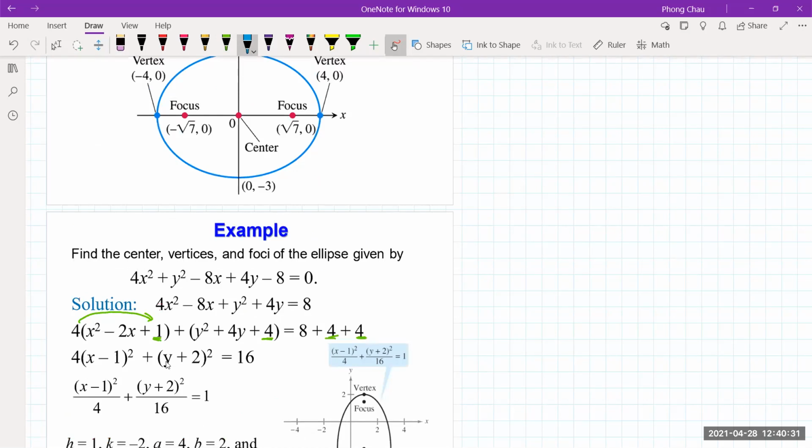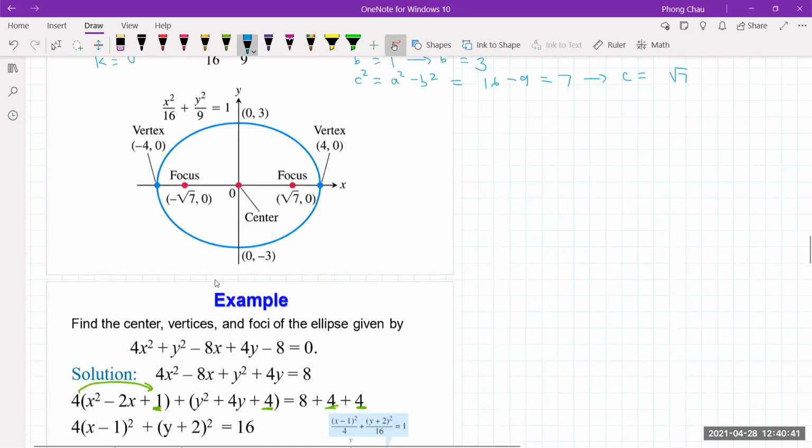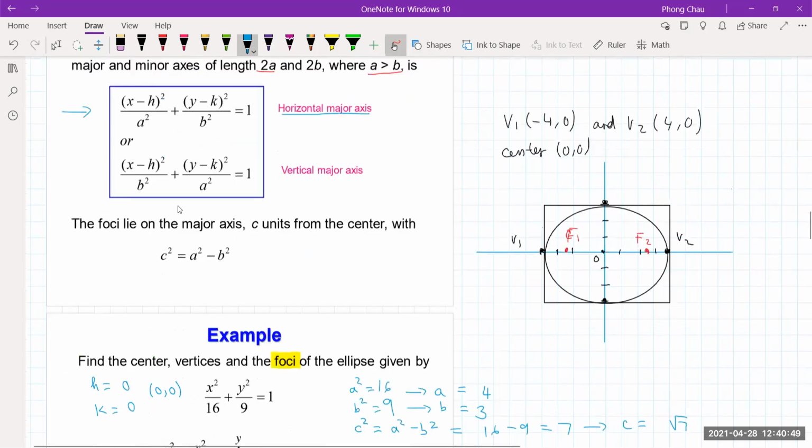It's matching which one, by the way? We have two forms, first and second. Again, how do we know which one? We just look at the denominator, 16 versus 4. 16 is bigger than 4. It's under the y. 16 is under the y. So it's going to be the second form here.